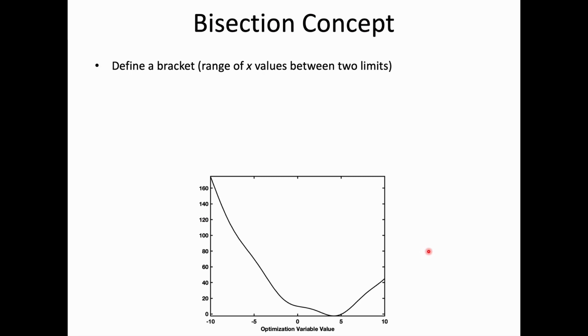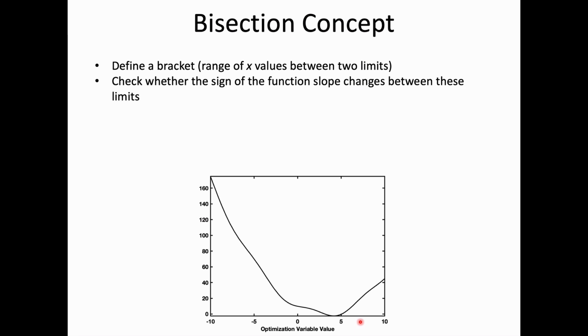bisection algorithm. The first step is to define a bracket, which is a range of values in the function input space between two limits. So we want to define some bracket that encloses some domain in this input variable space. Suppose I have a lower limit of -5 and an upper limit of +7, for example. That could be one possible bracket.